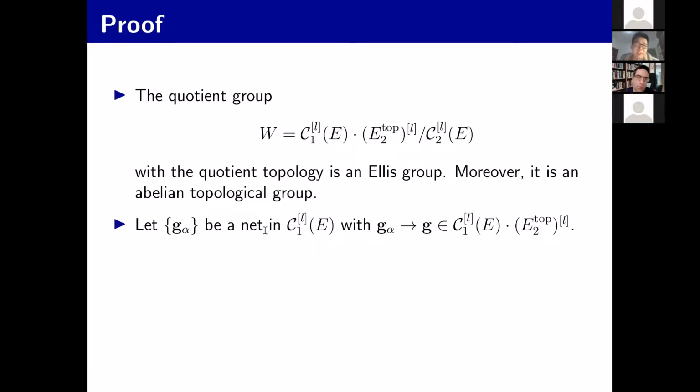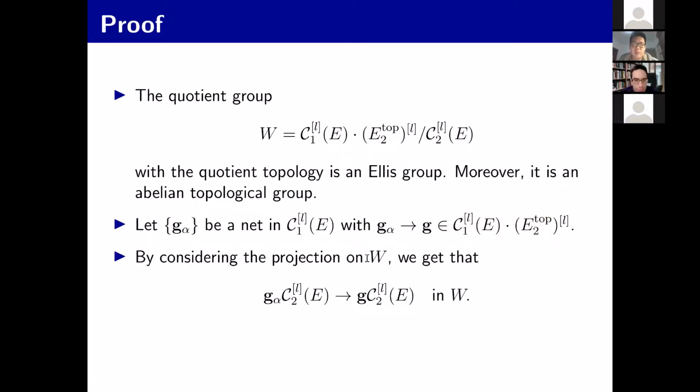So given a net in C1, let G alpha converge to G, and we know that G belongs to this set. Also, consider the projection on W. We also get this convergence.